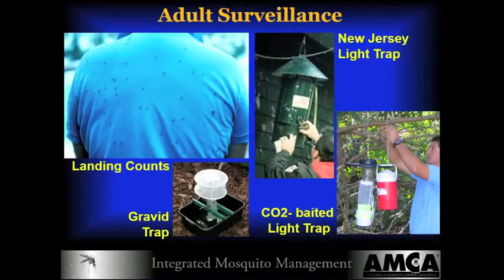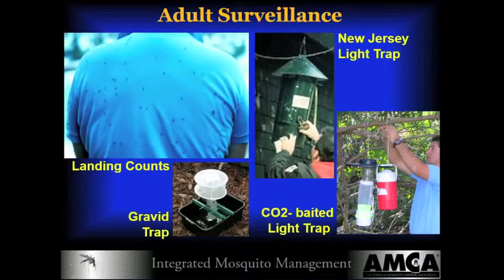Carbon dioxide baited light trap. Here again, it's using light, but it's being baited with carbon dioxide, in this case dry ice, to mimic human exhalation, so that the mosquitoes are definitely attracted to that. And here again, they get sucked up into this capture chamber.